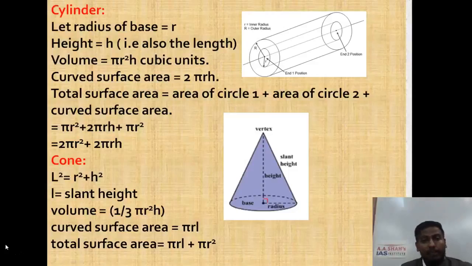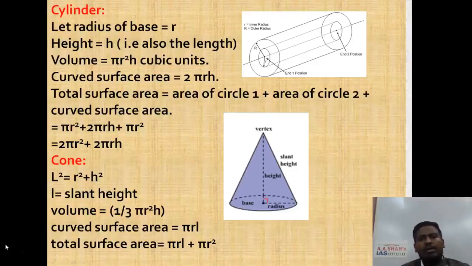Now the second most important part in this is how to find the surface area. As I explained earlier, the surface area for a cylinder consists of three main subparts. One is the curved surface part, which goes between these two circles, and the two other parts are the respective circles, one at the starting end and one at the other end.